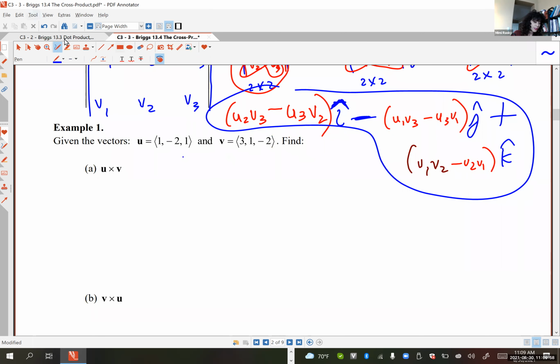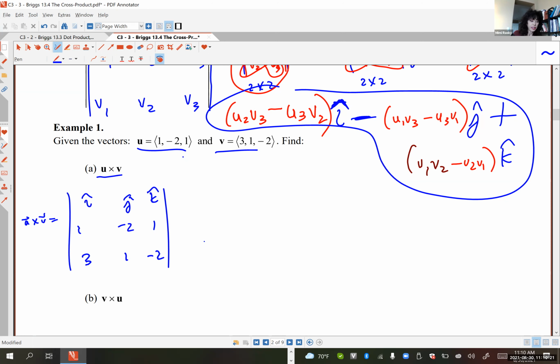So let's do some cross products. Are you guys ready? Okay, here's U, 1, -2, 1. Here's V, 3, 1, -2. Find U cross V. Fine. So U cross V is going to be found by taking the 3 by 3 determinant. Don't forget to put i hat, j hat, k hat along the top. 1, -2, 1 in the second row. 3, 1, -2 in the third row.